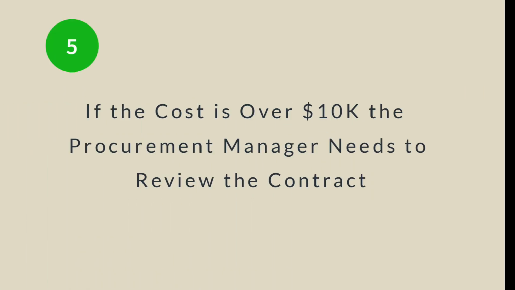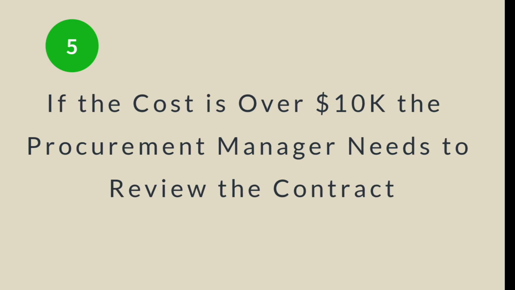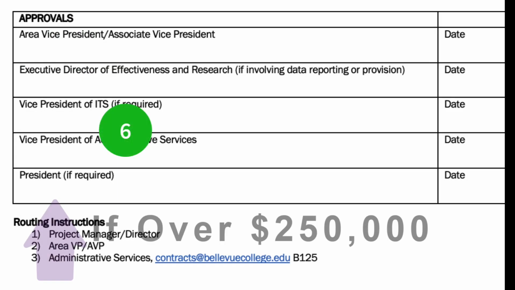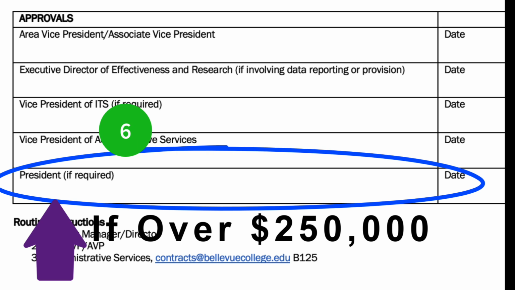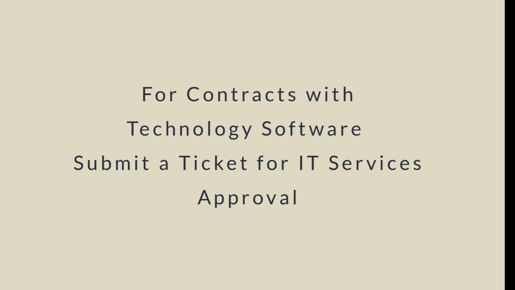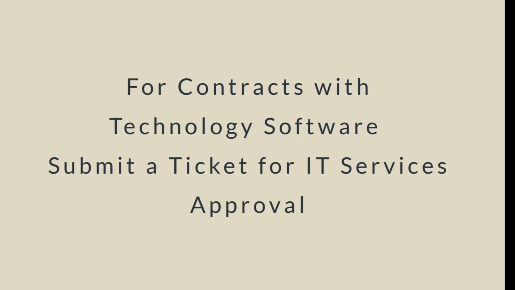Fifth, if the cost of the service or product is over $10,000, the procurement manager reviews to ensure compliance with purchasing regulations. Last, contracts exceeding $250,000 must include a CSA form signed by the college president. For contracts for technology software, please submit a ticket to Information Technology Services to review and obtain ITS approval.